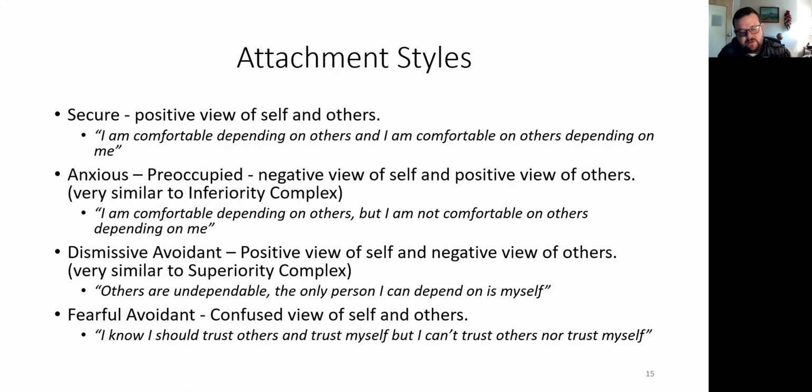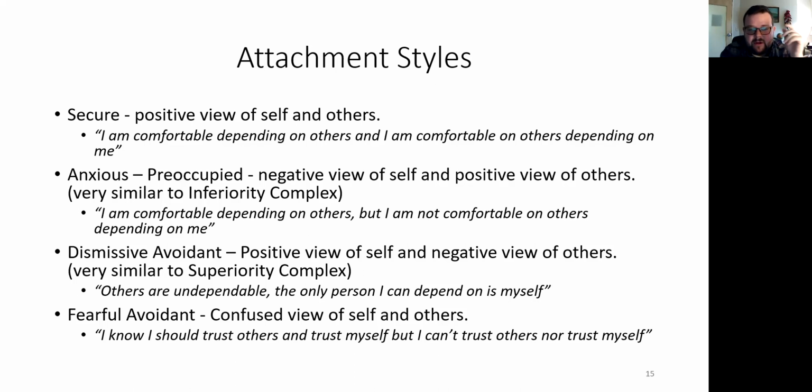Another component of attachment is anxious preoccupied. They're going to have a negative view of self and a positive view of others. This is very similar to an inferiority complex, which we'll talk more about when we get to Adler. So, an anxious preoccupied person thinks, I am comfortable depending on others, but I'm not comfortable depending on myself or others depending on me.